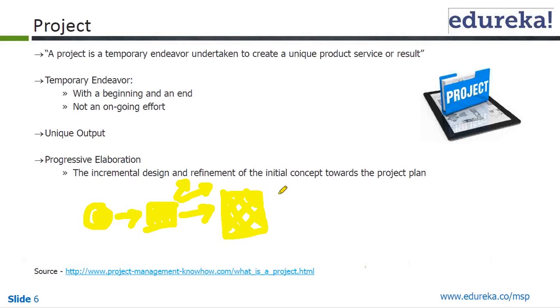So you keep on designing incrementally and you keep on refining the initial concept of any project that you started with. So at the middle of the project, most of the things will be very clear. What is the scope, what is to be built, what is not to be built will also be there, and that's what progressive elaboration is all about. And that's a very important facet of any project that we undertake.